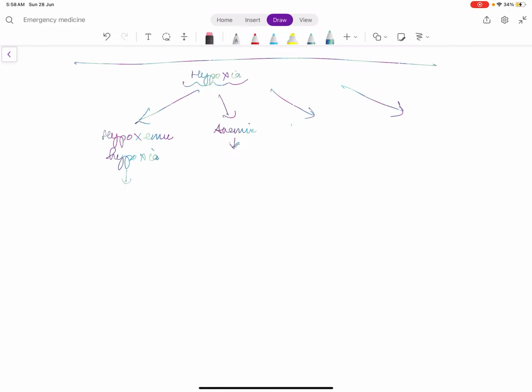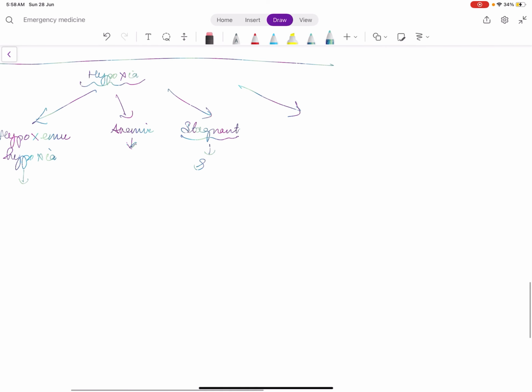to anemia. The third is stagnant hypoxia, where ventilation is normal, perfusion is normal, oxygen carrying capacity of blood is normal, but because of low perfusion as in shock, there is hypoxia, low oxygen delivery to the tissues.